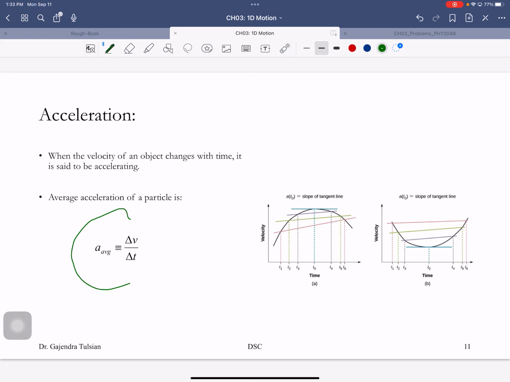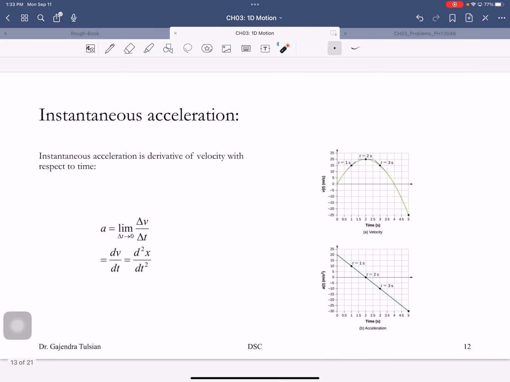Now, this is average acceleration. What you're interested in is instantaneous acceleration. Again, here's the average acceleration in the limit delta t going to zero. That's the instantaneous acceleration, and this is equal to dv by dt. And the derivative of velocity with respect to time is also equal to the second derivative of position with respect to time.